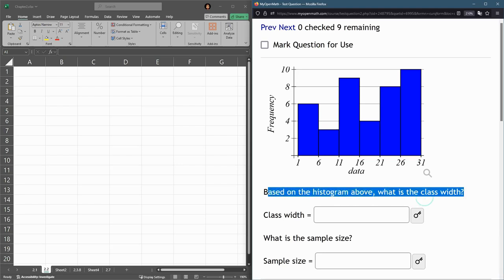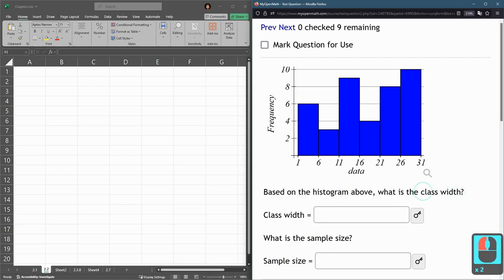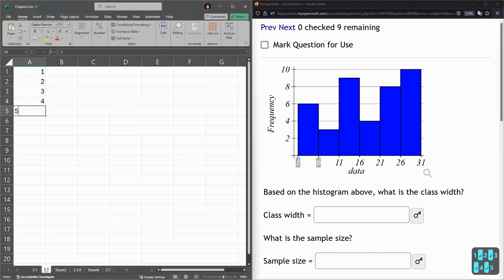All right, based on the histogram above, what is the class width? So you could count this on your fingers. They all should have the same width, so it doesn't matter which ones you look at. I'm going to look at the first two. If you count on your fingers, we're going from 1 to 5. So 1, 2, 3, 4, 5.